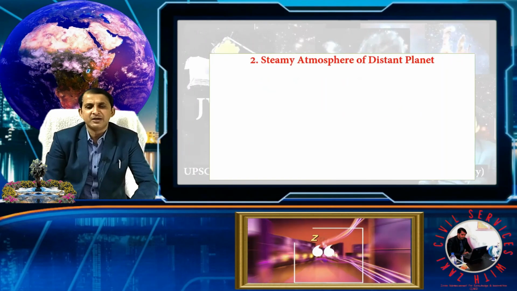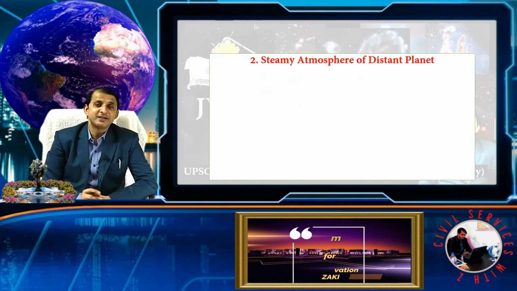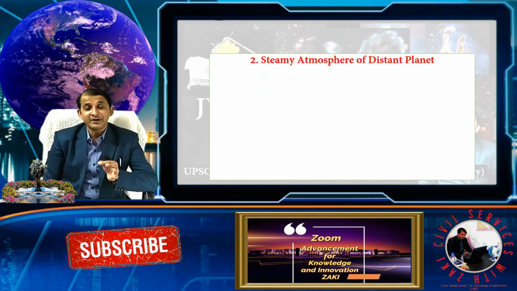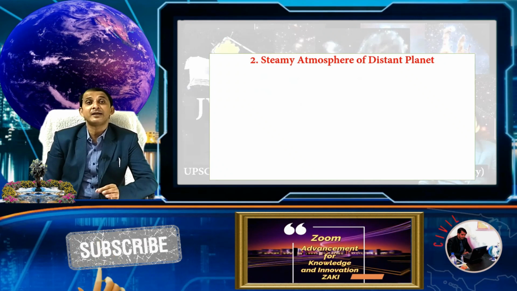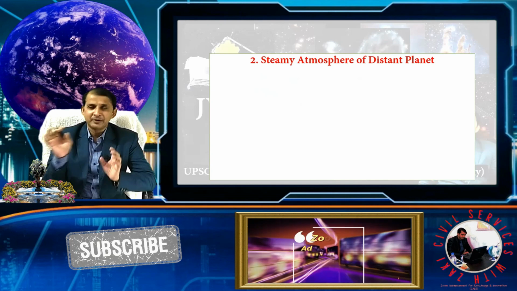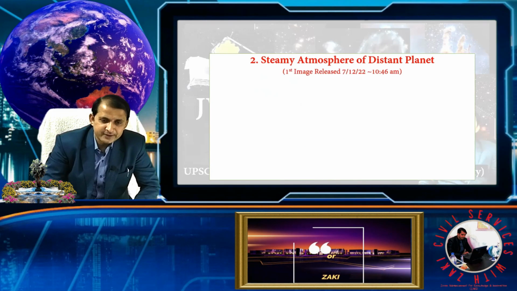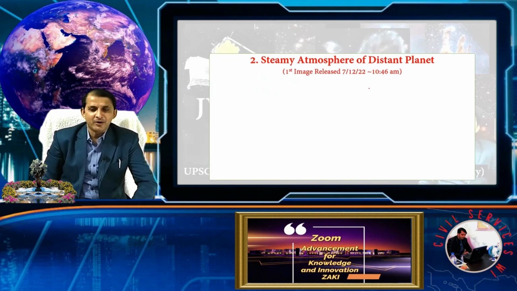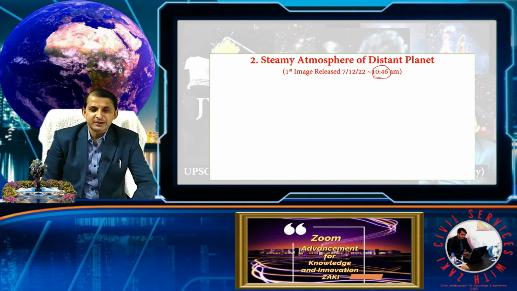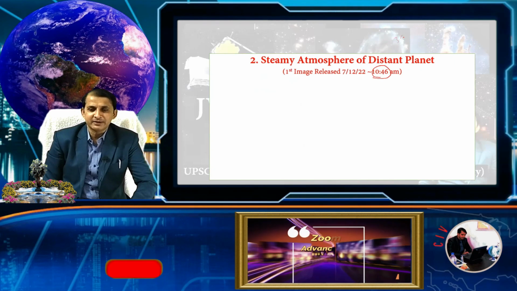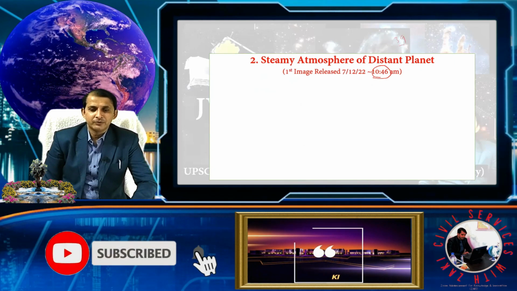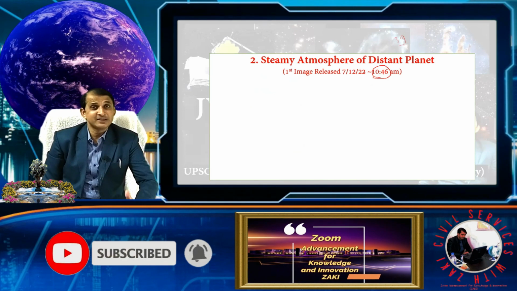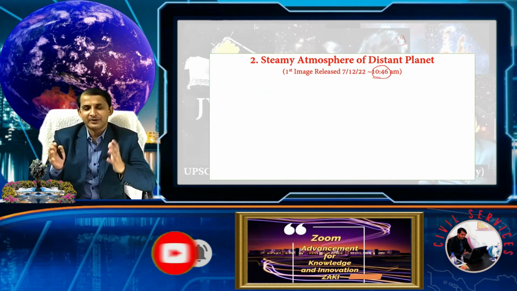Another picture is the steamy atmosphere of a distant planet. It is the second picture officially released by NASA in the group of first images. It was released at 10:46, while the first image was at 10:39. The date is the same, but the timing is different.